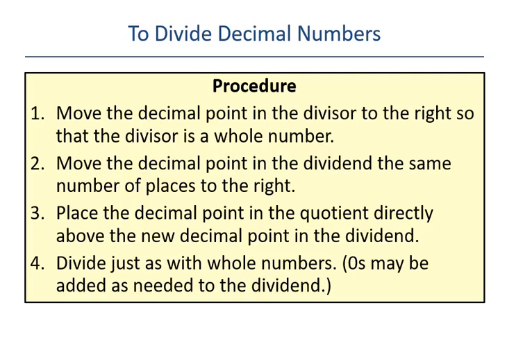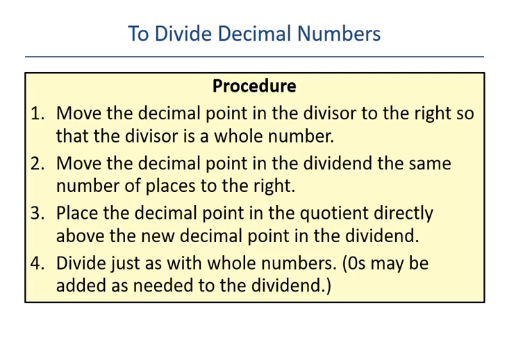the divisor is a whole number. Move the decimal point in the dividend the same number of places to the right. Place the decimal point in the quotient directly above the new decimal point in the dividend. Divide just as with whole numbers, zeros may be added as needed.